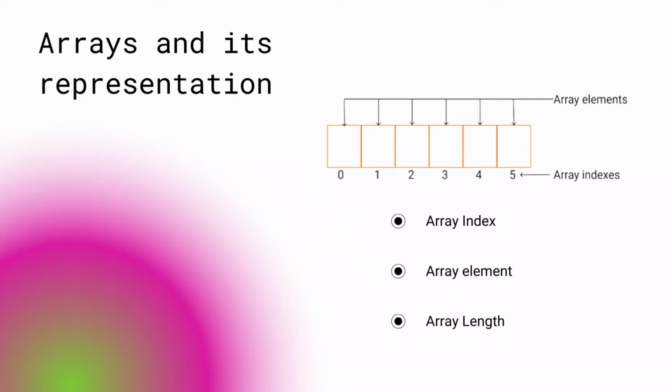Array index. The location of an element in an array has an index, which identifies the element. Array index starts from 0. Array element. Item stored in an array is called an element. The elements can be accessed via its index. Array length. The length of an array is defined based on the number of elements an array can store. In the above example, array length is 6, which means that it can store 6 elements.